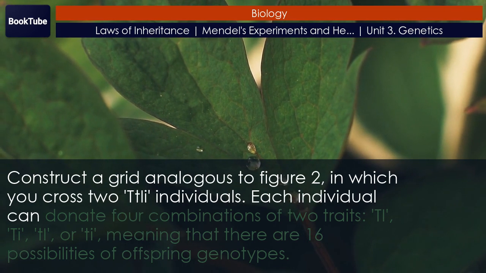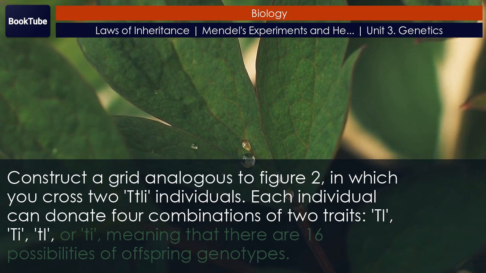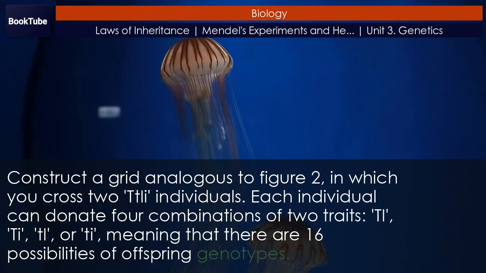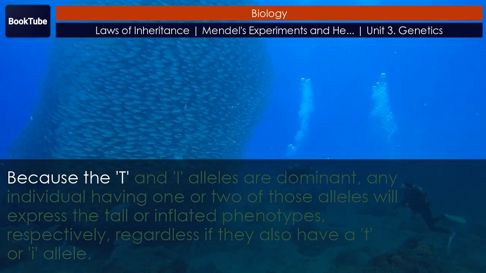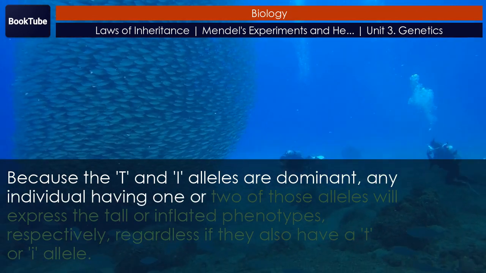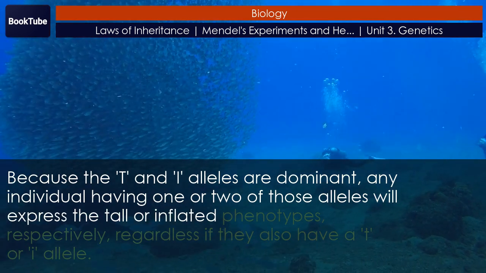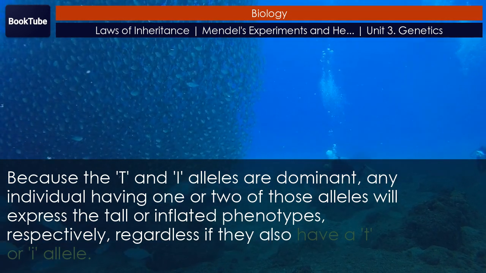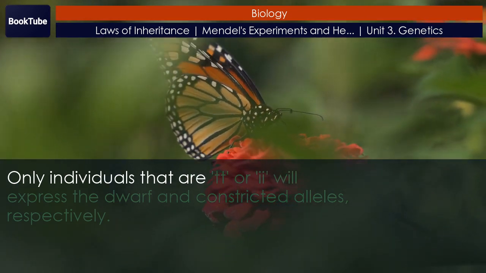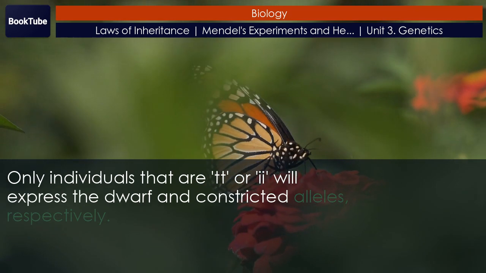Each individual can donate 4 combinations of 2 traits, TI, Ti, tI, or ti, meaning that there are 16 possibilities of offspring genotypes. Because the T and I alleles are dominant, any individual having 1 or 2 of those alleles will express the tall or inflated phenotypes, respectively, regardless if they also have a t or i allele. Only individuals that are tt or ii will express the dwarf and constricted alleles, respectively.